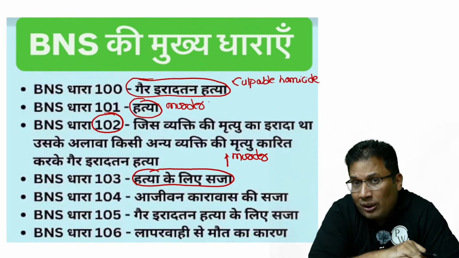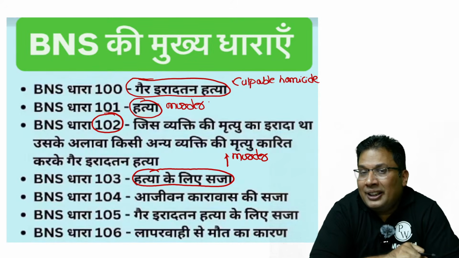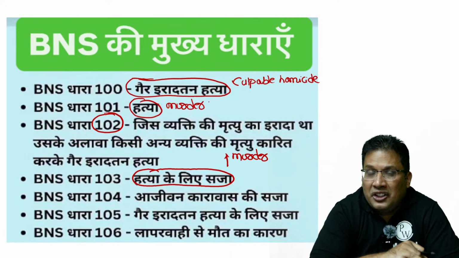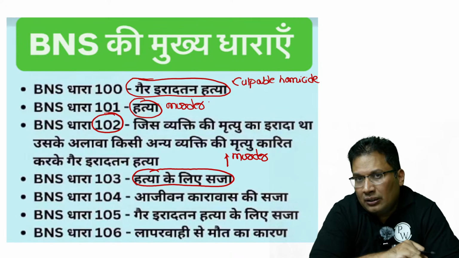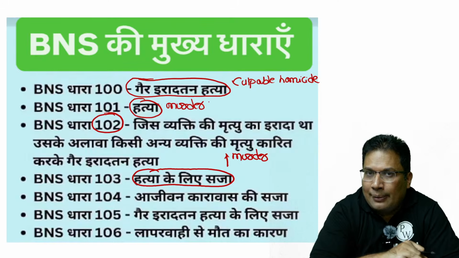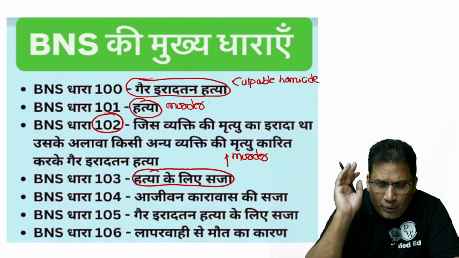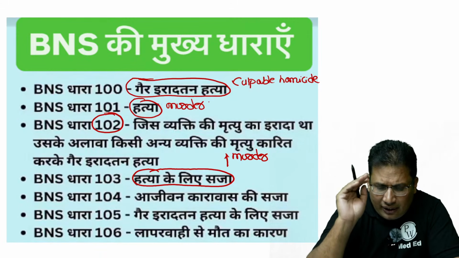When it is proved, the punishment can be death sentence. That is the highest punishment in case of murder. Or it is life imprisonment. That means entire life in jail. 104, that is not required.